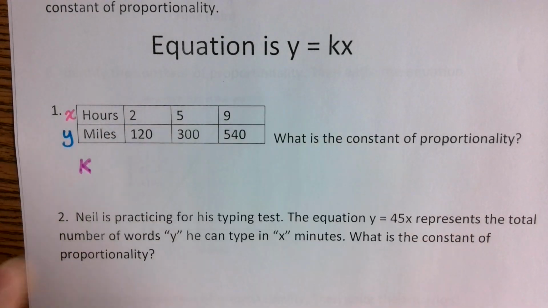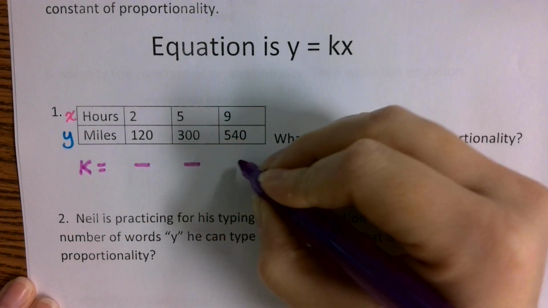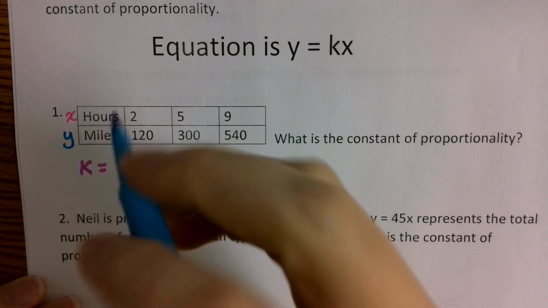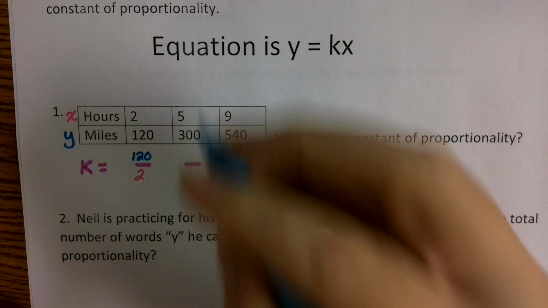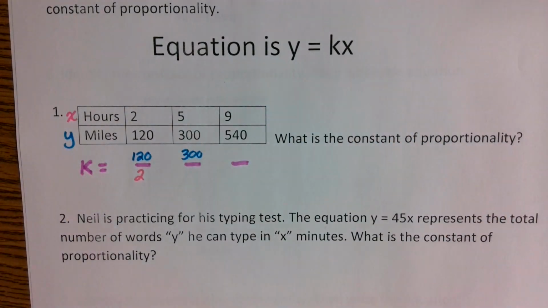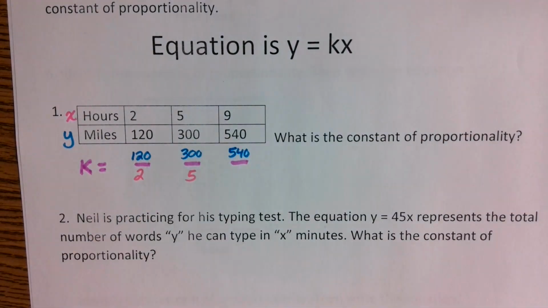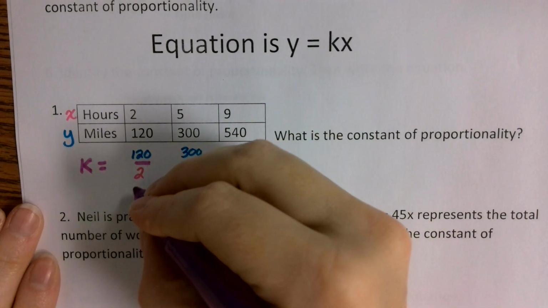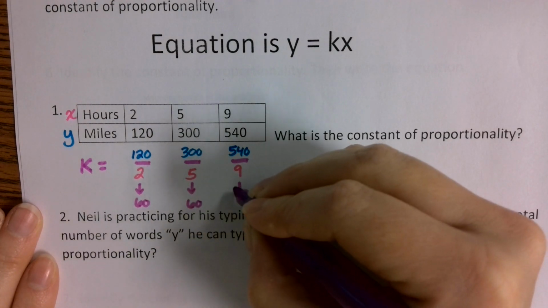I'm going to use purple to represent k. And when I'm setting this up, I'm going to set it up as fractions. I'm going to go ahead and show you in all three formats. It doesn't matter which point you pick, it's all going to come out to the same thing. If I decide to do 120 over 2, or 300 over 5, or 540 over 9, they all are going to come out to exactly the same thing, which is 60. Every single one of these is going to come out to the value 60.